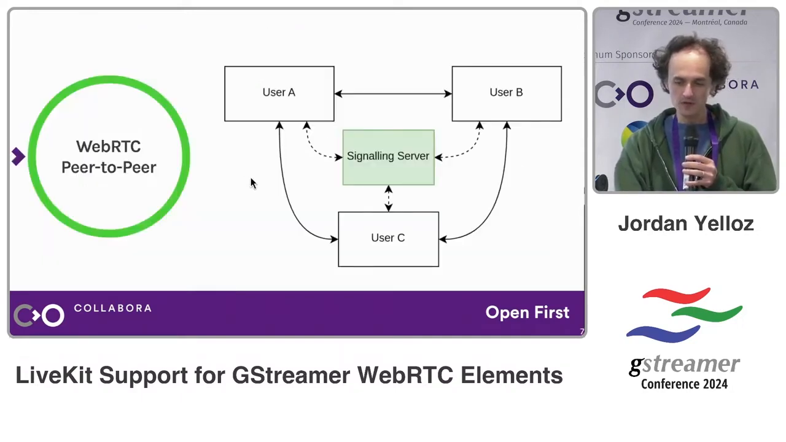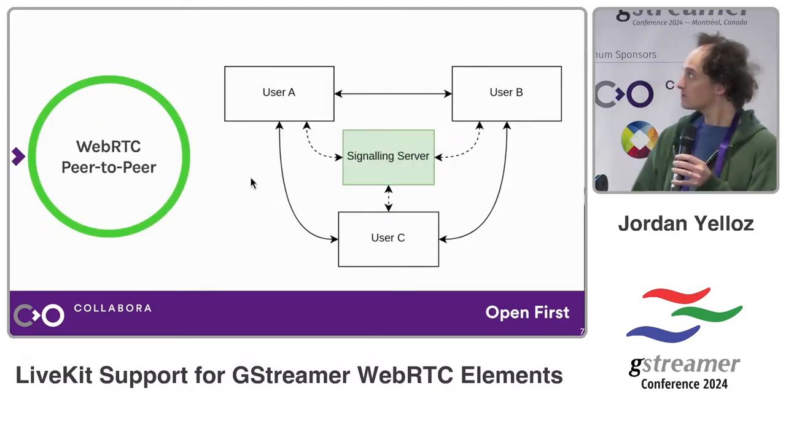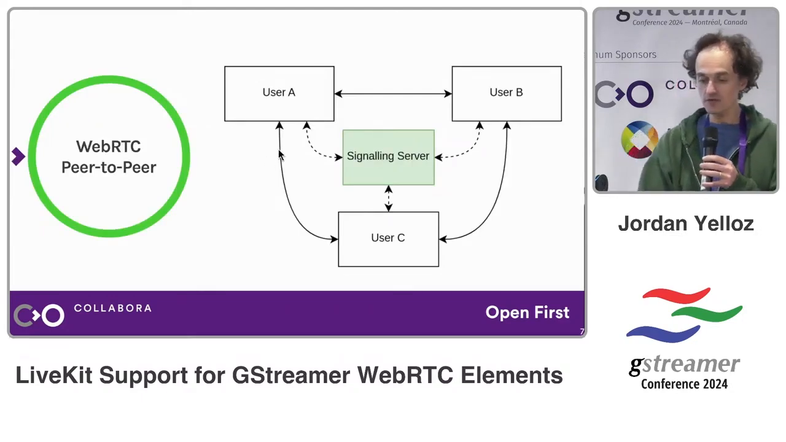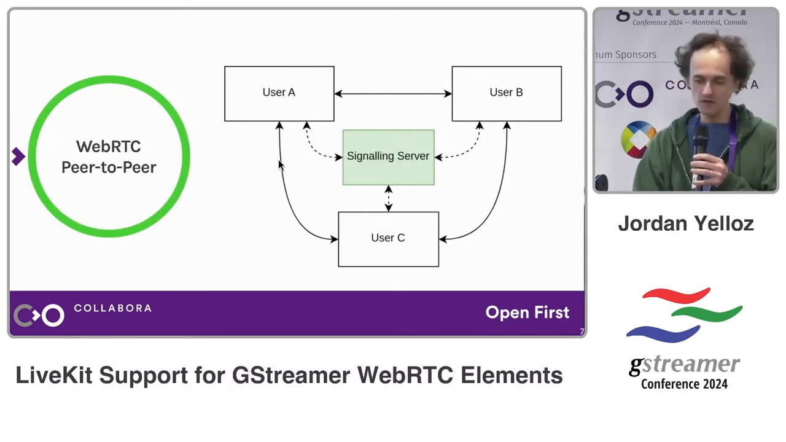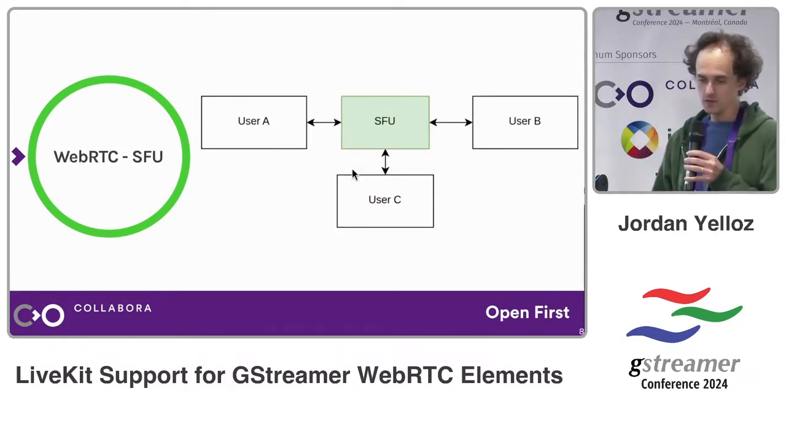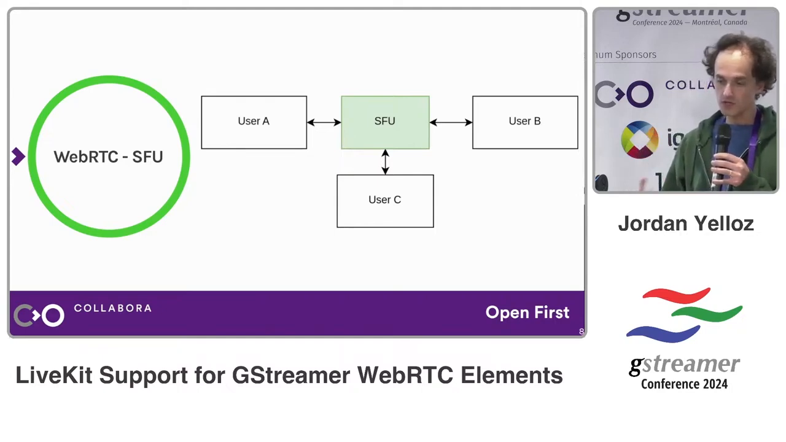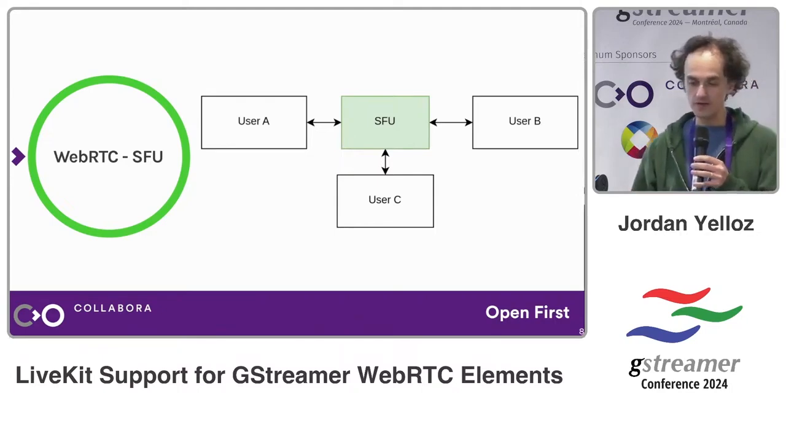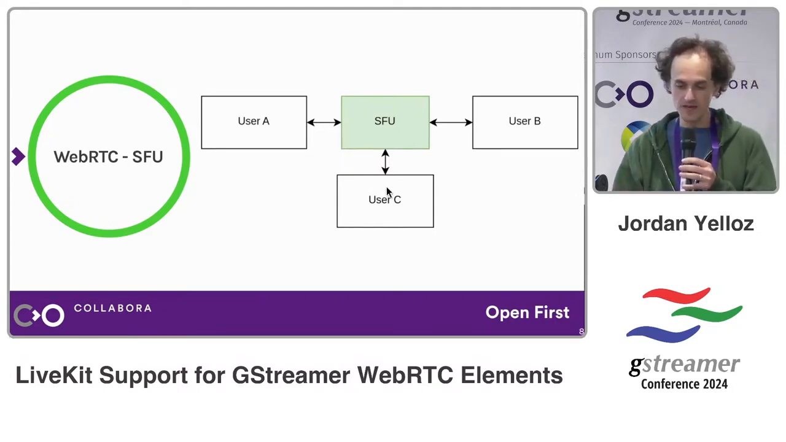So this is what you have in the typical peer-to-peer situation, which is not what you have in LiveKit, where all the users talk to all the users, depending on who they want to talk to. But within the selective forwarding unit, each user talks to the server, and they get the streams that they're supposed to get based on their preferences and that kind of stuff.